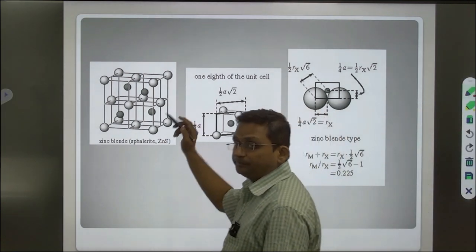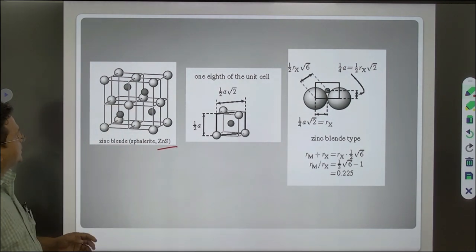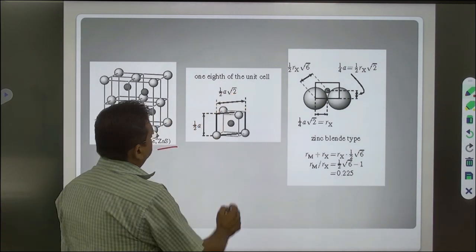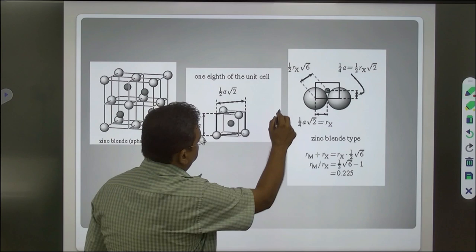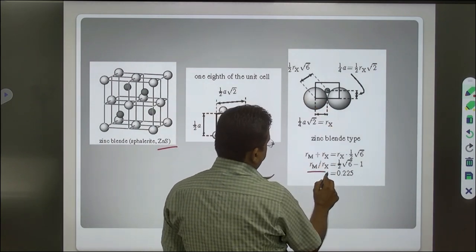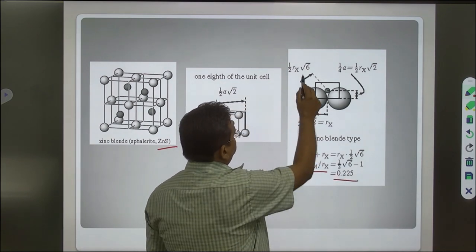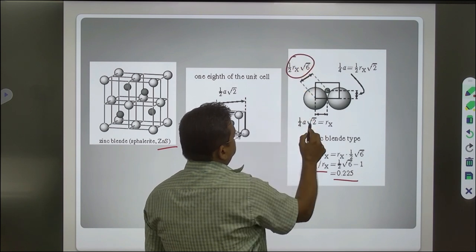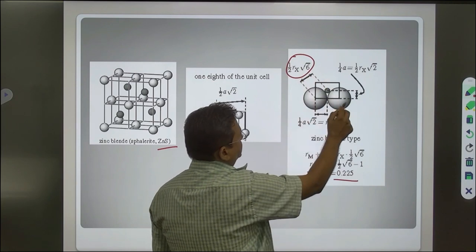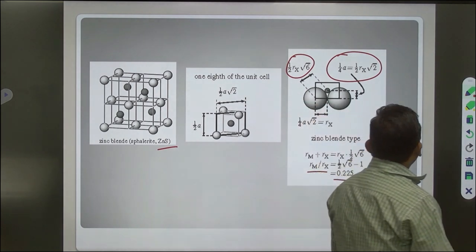In this next example of zinc sulfide, we take 1/8 of the unit cell, and from this calculation we get a radius ratio of about 0.225. This should be half Rx root 6, and this should be 1/4 A.